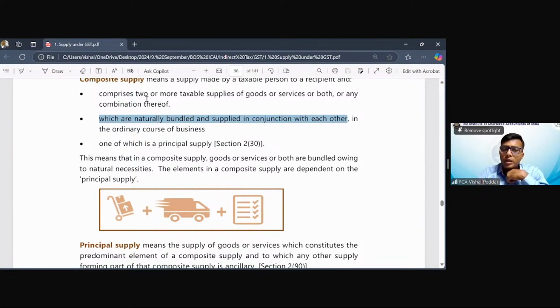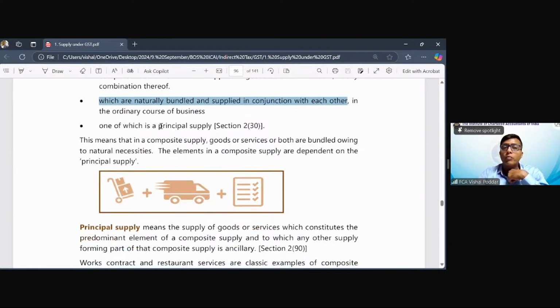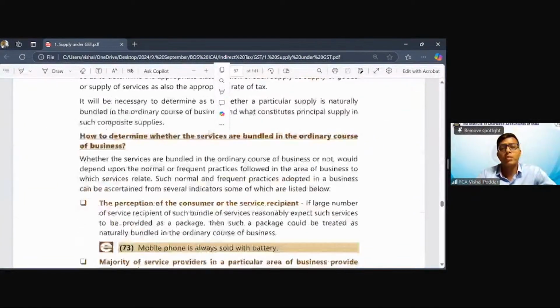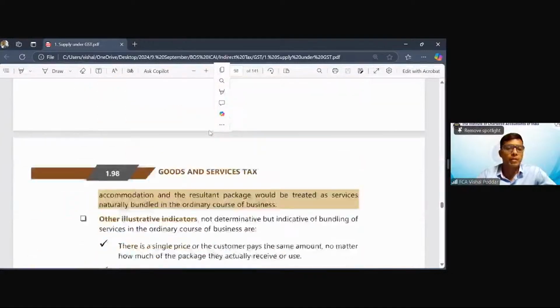So the first condition is the items which are supplied together should be taxable supplies. Second, they should be naturally bundled. And third, very important condition, out of all these items, only one should be the main, the other should be secondary or supplementary. Now, if any of these conditions are not satisfied, then your transaction will simply become a mixed supply.